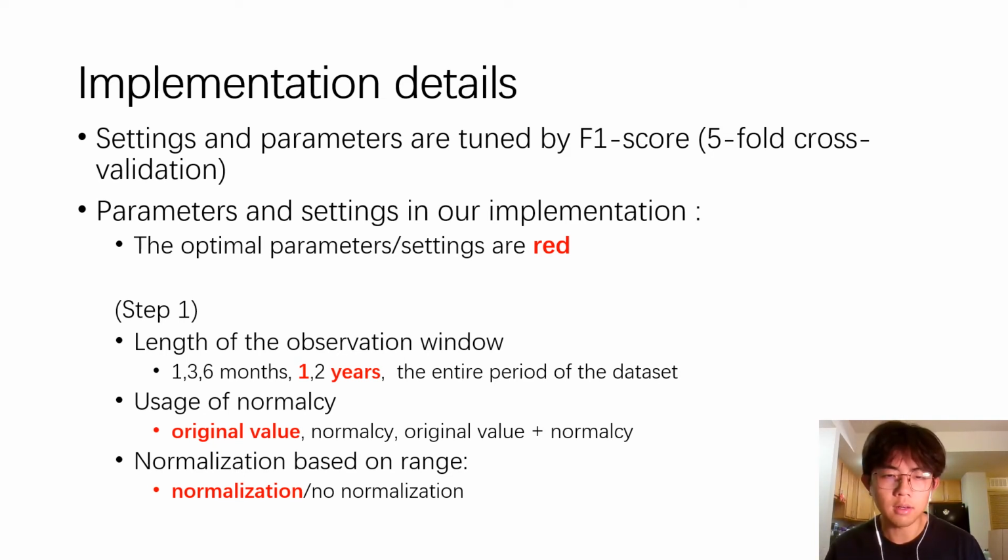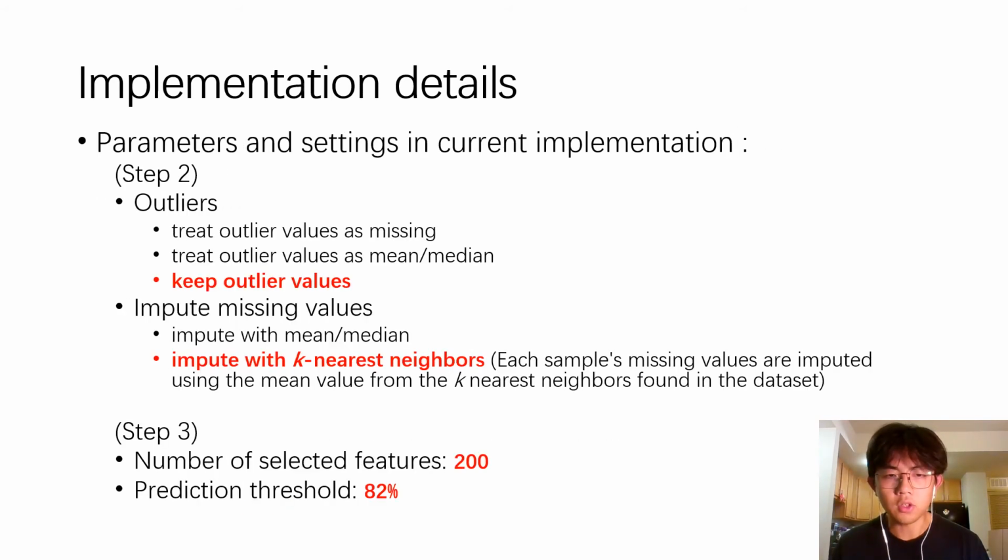So on this slide, I just marked the optimal parameters in red color. So we use the last whole year as the observation window, and we keep the original value for the normalcy, and we do some normalization after we use the original values. And also for outliers, we just keep them. We didn't do some operations like replace all the outlier values by the missing or the mean or median values.